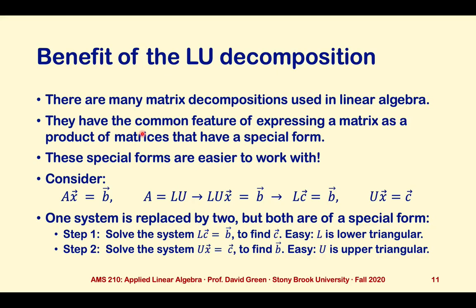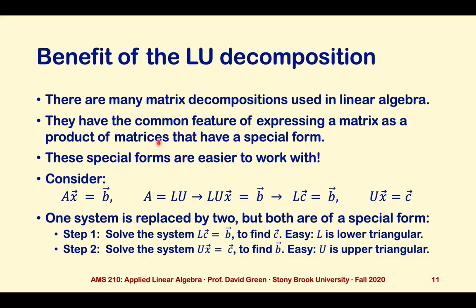Depending on the decomposition, the special form is different. For the LU decomposition, the form is a lower triangular and an upper triangular matrix. These decompositions are helpful because the special forms of these matrices are easier to work with. They have special properties that make them easier to work with, at least for certain problems, than an arbitrary matrix filled with any values.